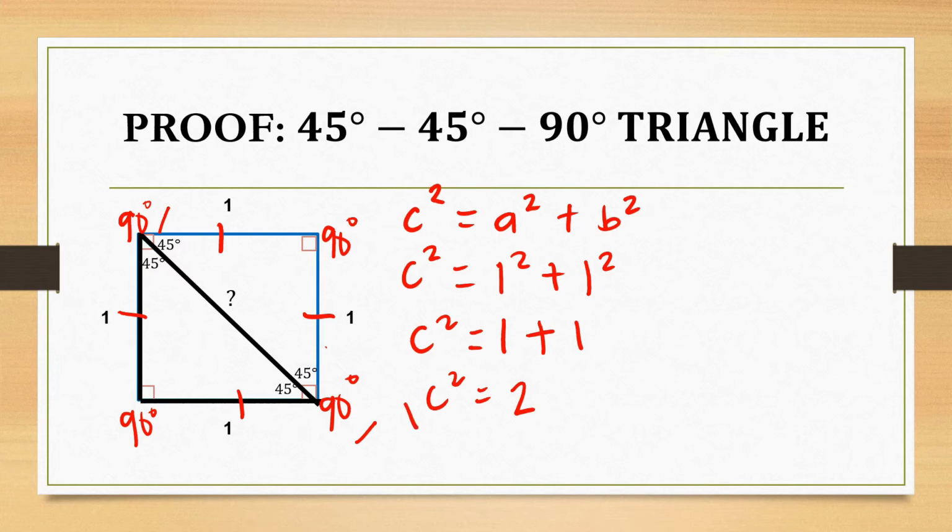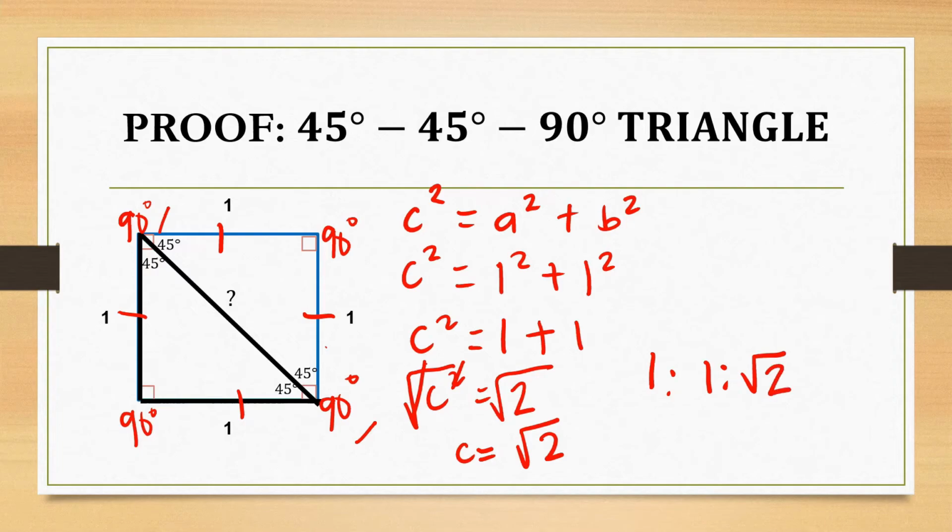Get the square root of both sides. So, square root ni c squared ay magiging c na lang kasi makakancel na to. So, c is equal to square root of 2. Now, the ratio of the sides of a 45, 45, 90 degrees triangle is 1 is to 1 is to square root of 2.